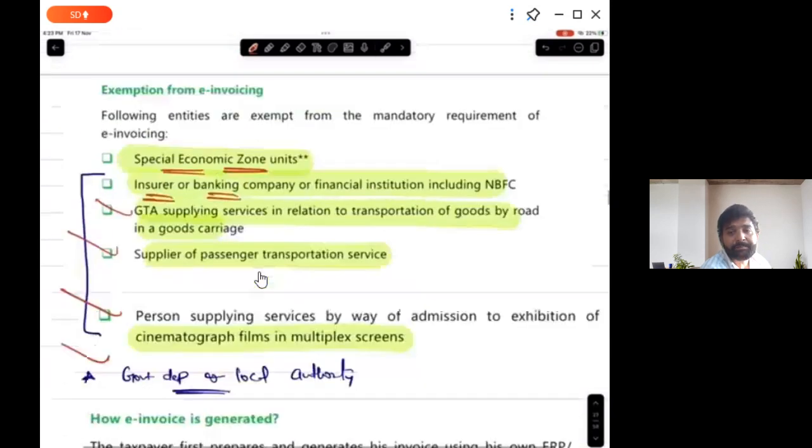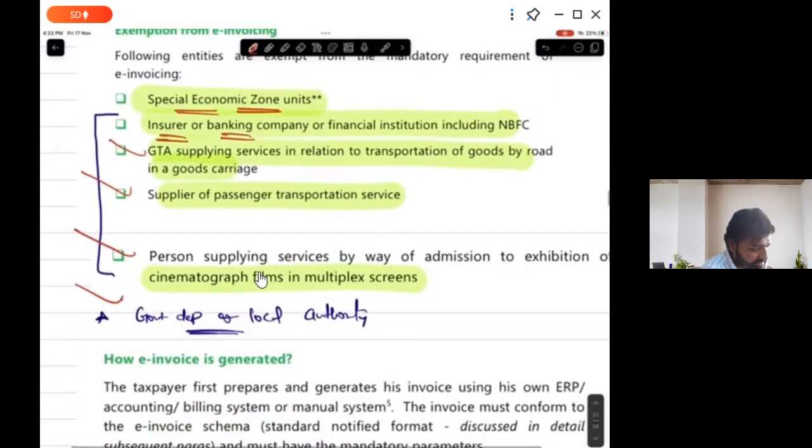This question can be asked in your exam, that who are required to issue invoices. So these are the people who are required to issue invoices. Good.